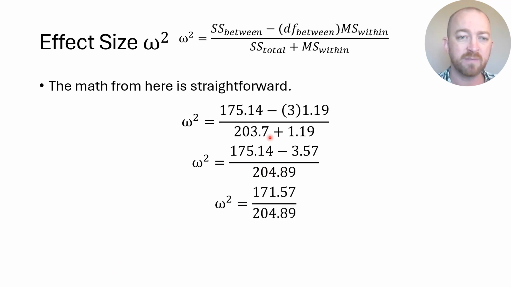Now we simply find the difference between those two things in the numerator, which is of course 171.57. 171.57 divided by the denominator of 204.89, of course, gives us 0.84. So our omega squared value is 0.84. We'll interpret that in just a moment.